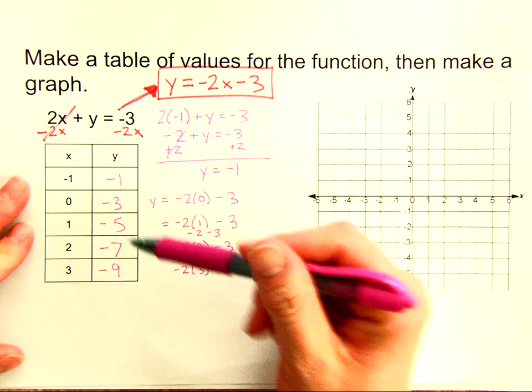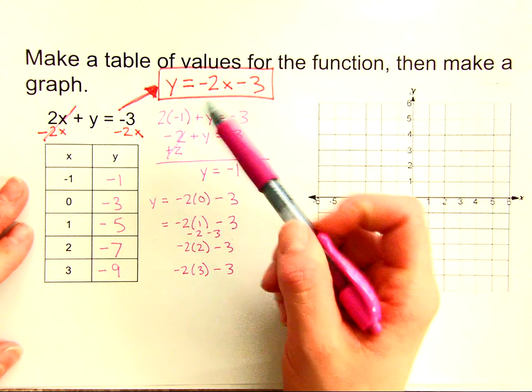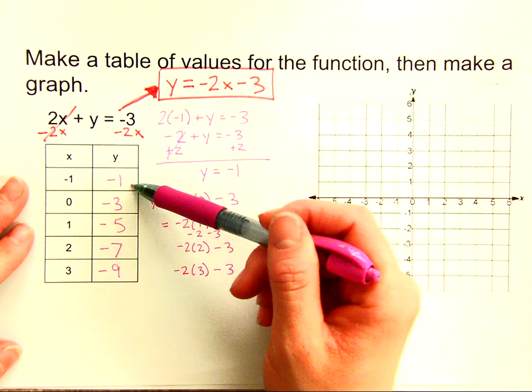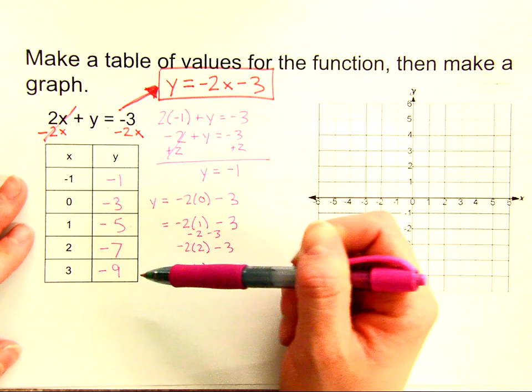Okay, and this type of table should look familiar, right? This equation is linear, we've got no exponents. So our slope's here, negative 2, hence why we are decreasing by negative 2 each time.